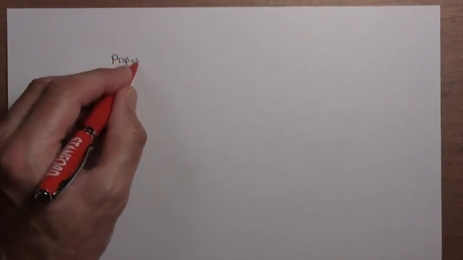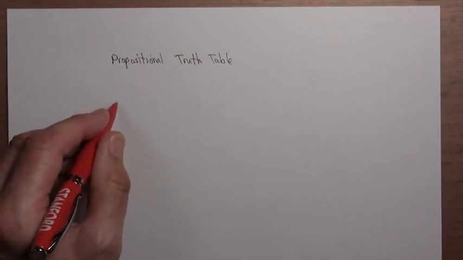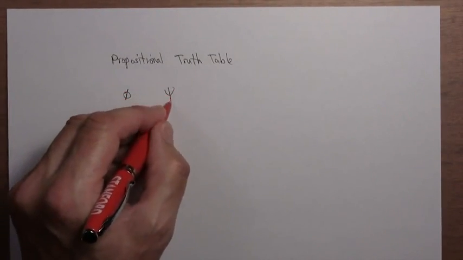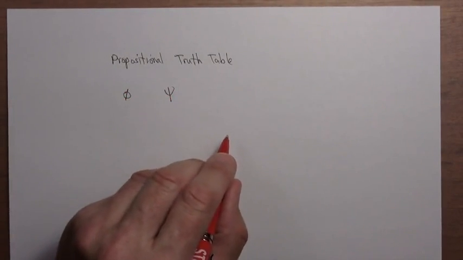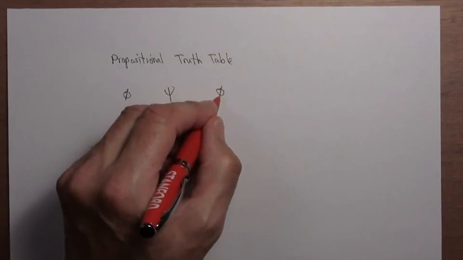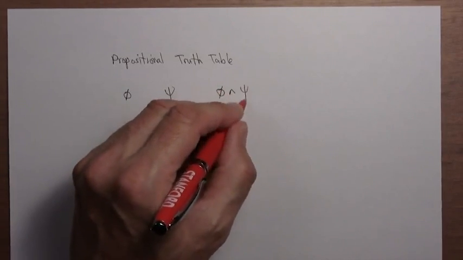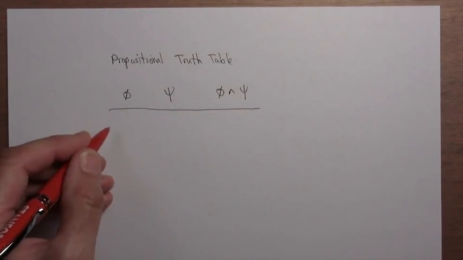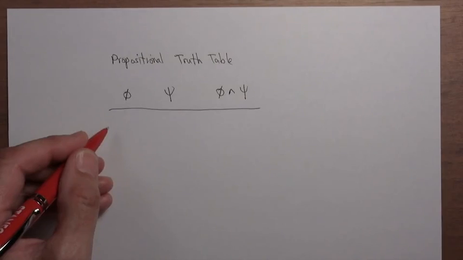A useful way to represent a definition like this is with a propositional truth table. What we do is we list the component statements, in this case it will be phi and psi, and they're going to go together to make the conjunction phi and psi. And now we're going to draw a table that lists all the possible truth-false combinations for phi, psi, and phi and psi.